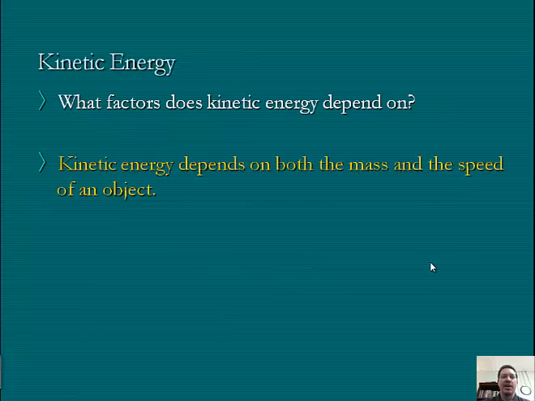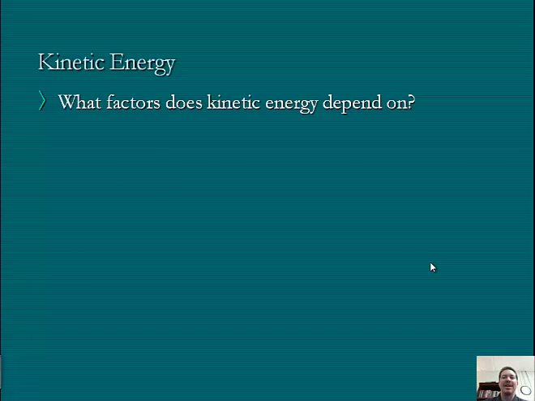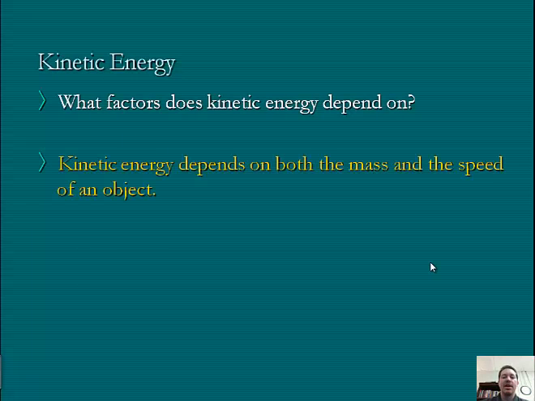Alright, so kinetic energy. What factors does kinetic energy depend on? Kinetic energy depends on two things: the mass of the object and also the speed that the object is moving. So again, with kinetic energy compared to potential energy, we are concerned about mass, but instead of height or acceleration, we have speed.